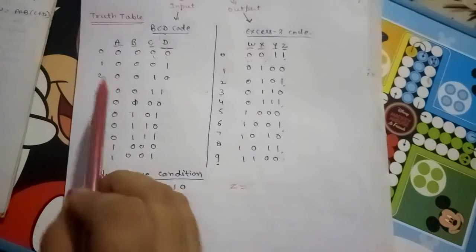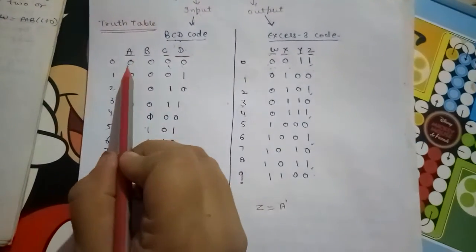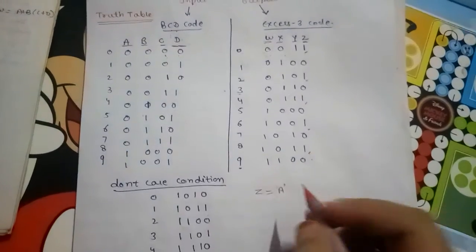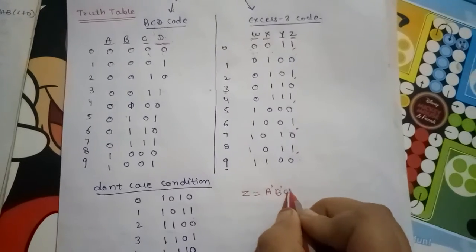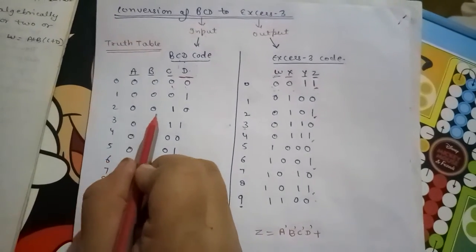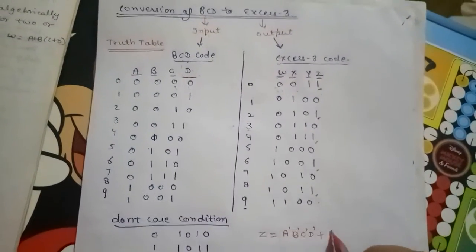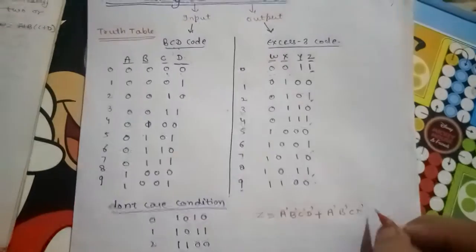So where Z is 1, we'll write the corresponding term from the BCD code, right? Z is equal to: Z is 1 when all the input lines are 0, so the first term corresponds to A bar, B bar, C bar and D bar, right? So this has been coded. Now the next output line is 1 at this particular location, and the input lines are A dash, B dash, C and D dash, right? So A dash, B dash, C and D dash. This is the second term.